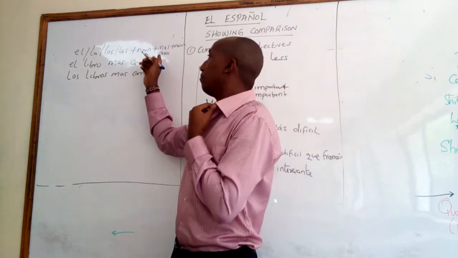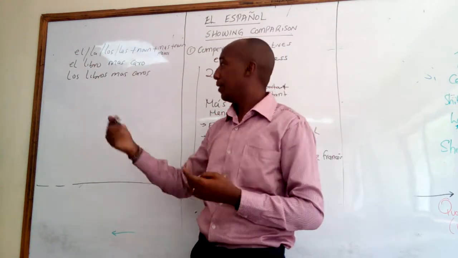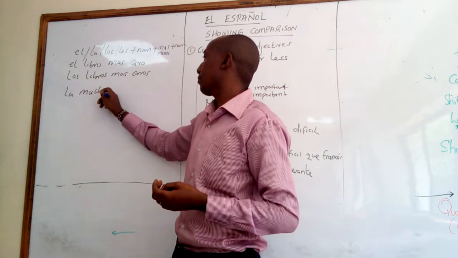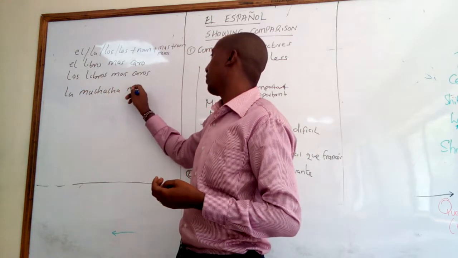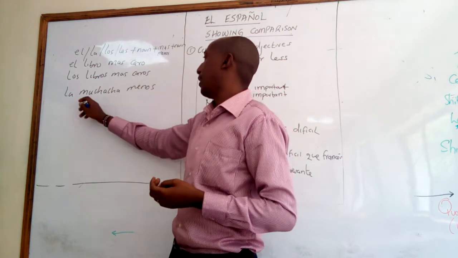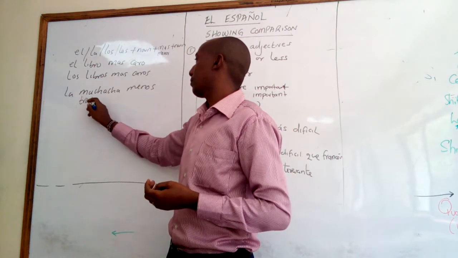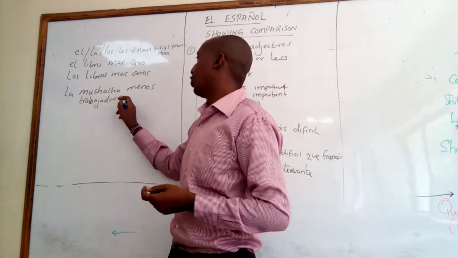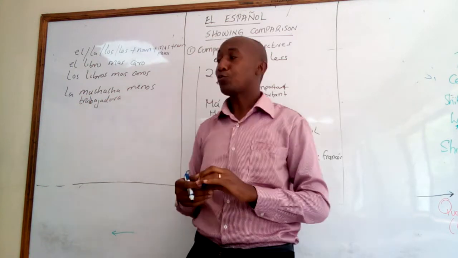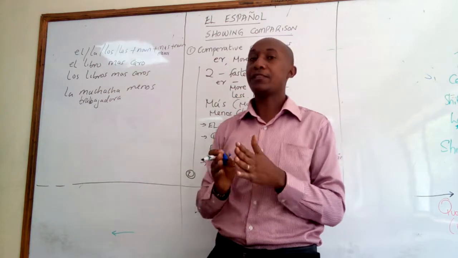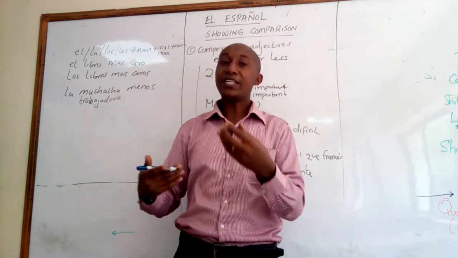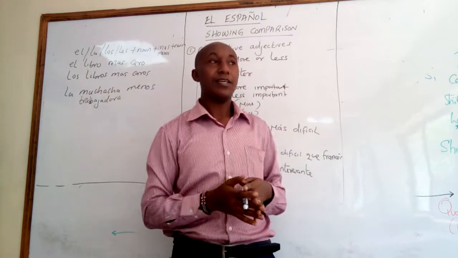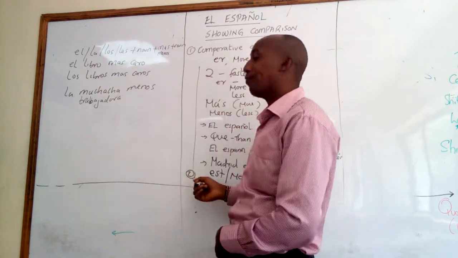If it's less, you're going to use the same. So you can say like la muchacha menos trabajadora, the least hardworking girl. If there are many, you just form the plural by adding s at the end. By doing that, you'll be showing what we call the superlatives.